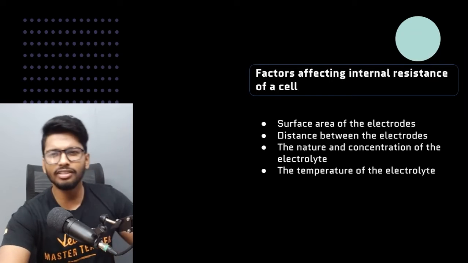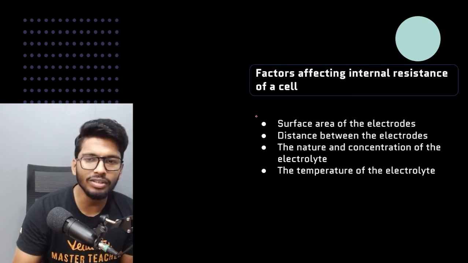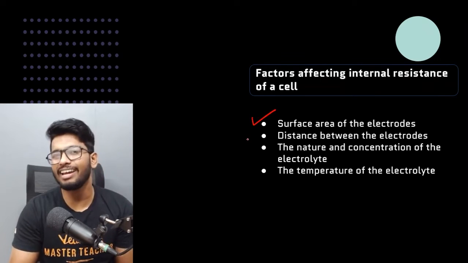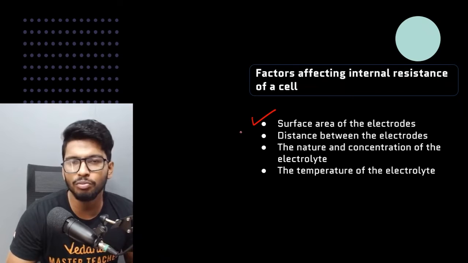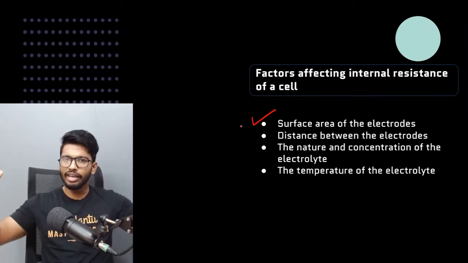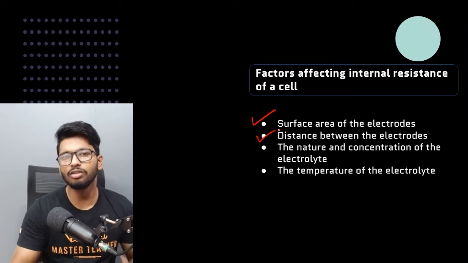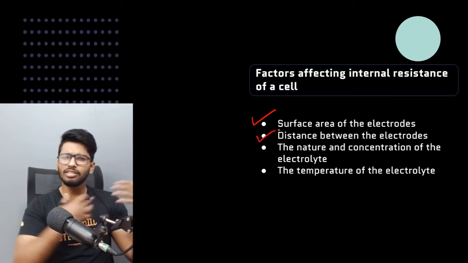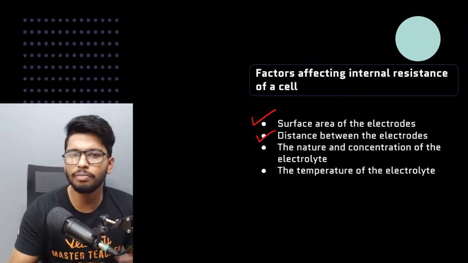Now to talk about the factors affecting internal resistance, it depends on the surface area of the electrodes. The more the surface area of the electrodes, the internal resistance would be much lesser. Basically it's resistance, so more the area, lesser would be the resistance. Distance between the electrodes is also another factor. More the distance, more would be the resistance, just like what we learned before. For resistance also it was the same thing. Here also it's pretty much the same thing.